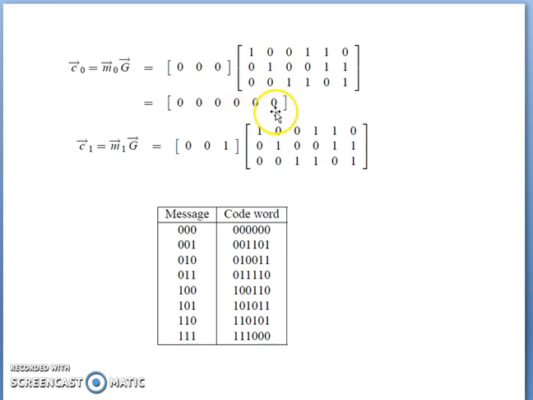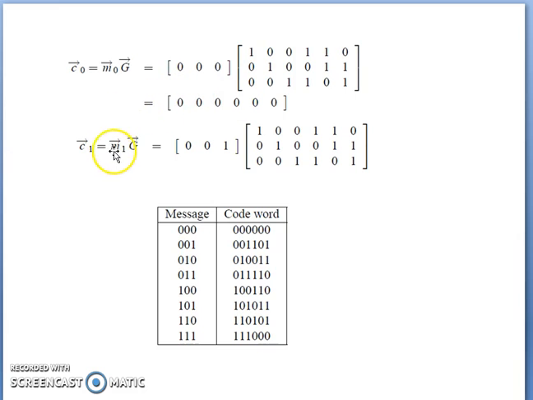And how to find these check bits? The same thing: the row is multiplied by the column for 3 digits. So 0 into 1, 0 into 0 and 0 into 1, and addition of all those multiplications. So 1 into 0 is 0, 0 into 0 is 0, 1 into 0 is 0, so addition of all zeros is 0. So for message 000, the code word must be all zeros.